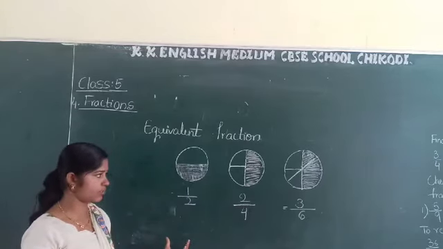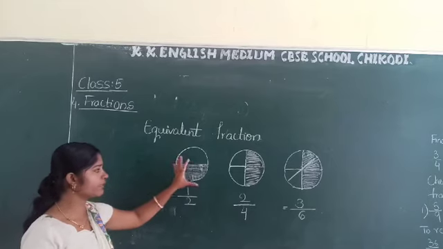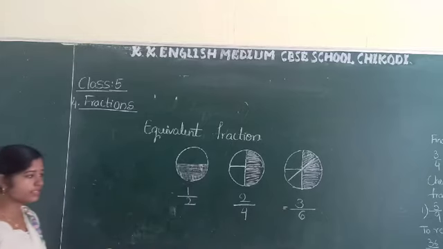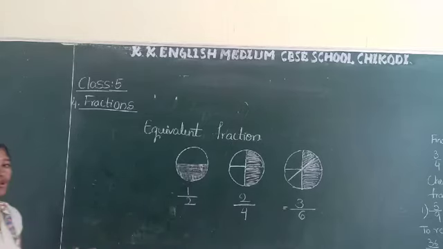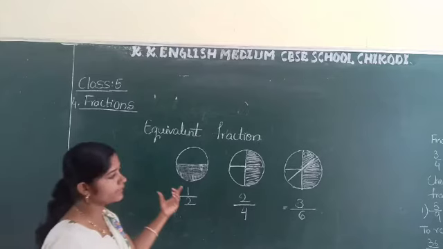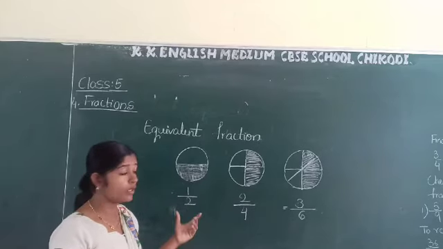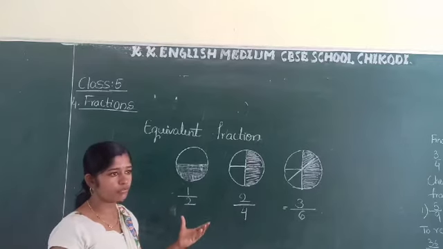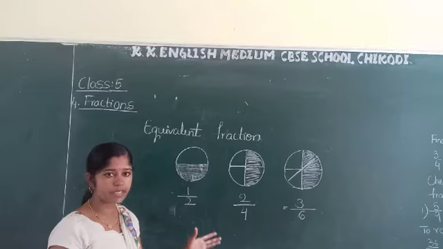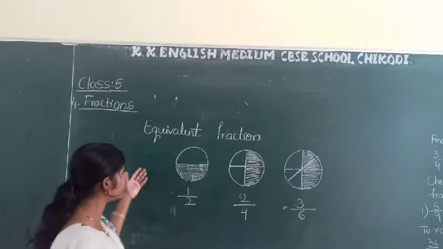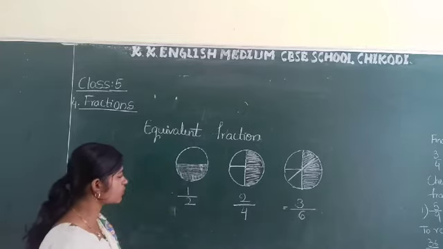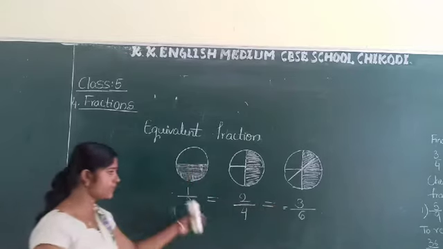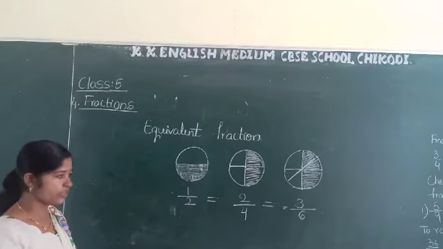Here no change, but more parts will come. Observe, the shaded part is also the same. Fractions that represent the same part of the whole are called equivalent fractions. I hope you understood what is equivalent fraction. 1 by 2 is the same, 2 by 4 is the same, 3 by 6 also the same. All are equal to each other.